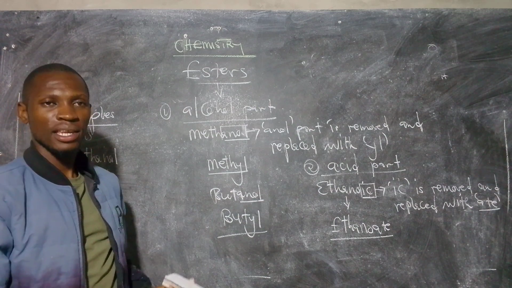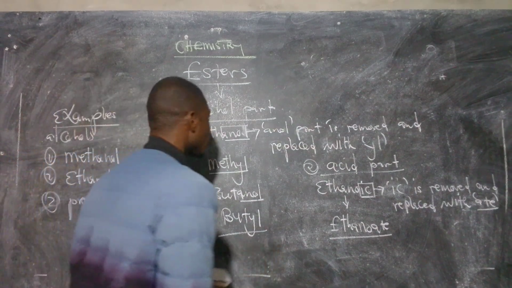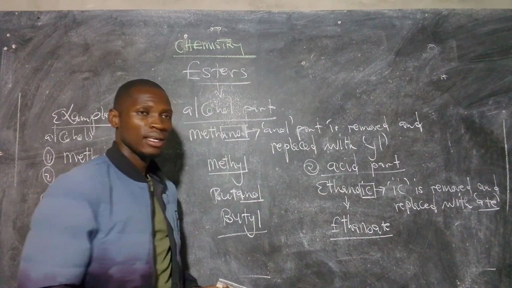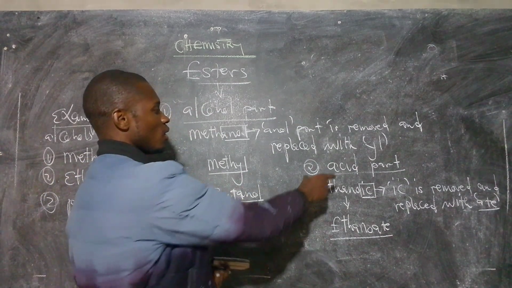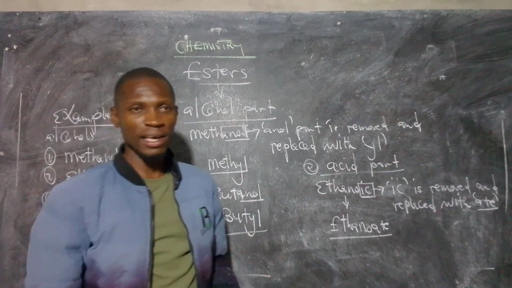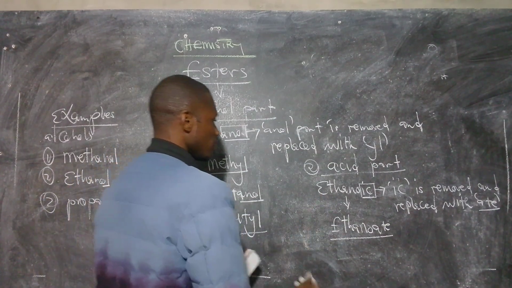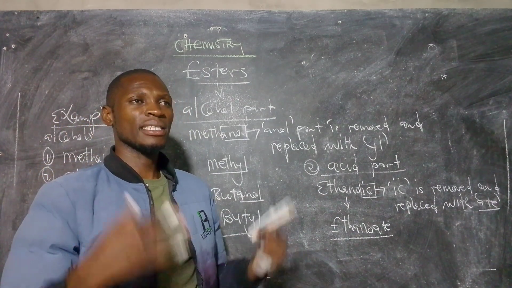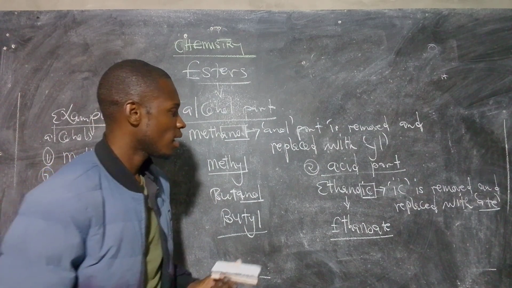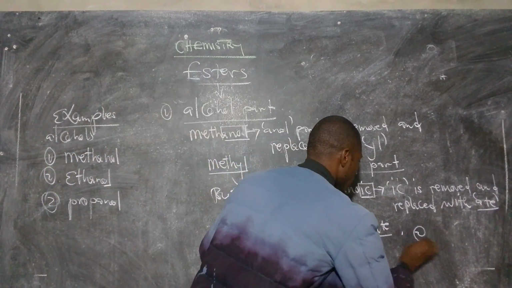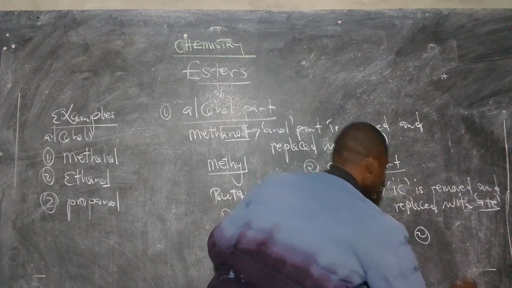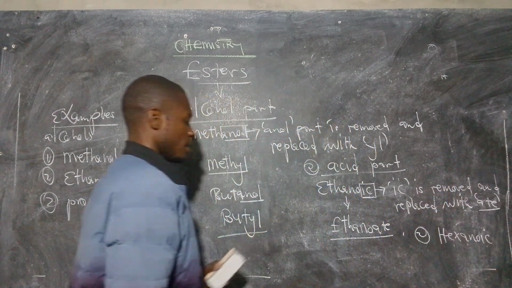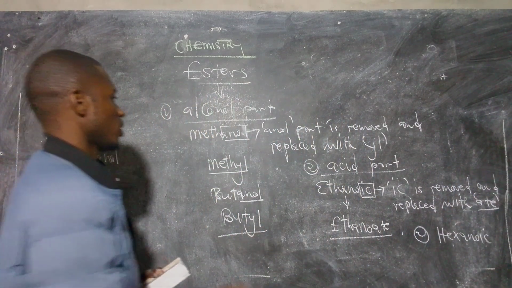Now for us to mention an ester, we'll say, okay, maybe before I talk about how to write an ester, let me get another example on the acid part so that we can solidify our understanding. The next thing, let's get, for example, number 2, which will be hexanoic. So let me use this part.